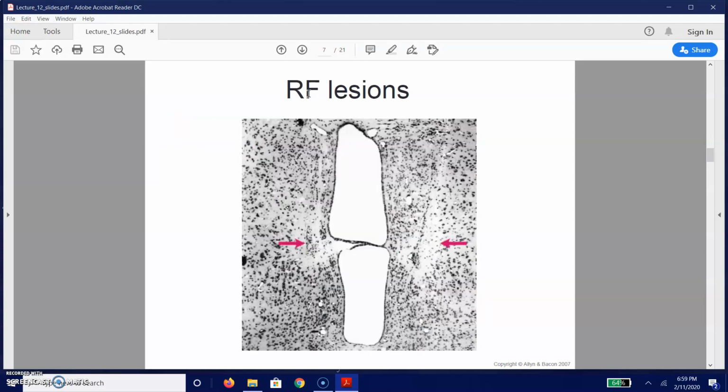Here's a quick example of what that looks like. This is in the brain of a rat. You can actually see that the arrows are pointing to the area where that lesion actually took place.